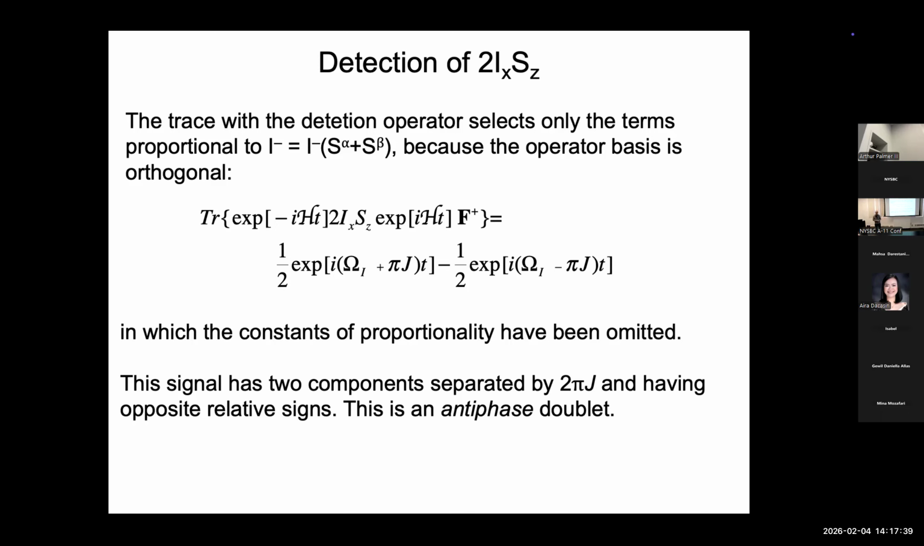So our convention will be an Iy is dispersive, Ix is absorptive. If I have an antiphase operator, that's an antiphase doublet. I have an in-phase operator, that's an in-phase doublet.